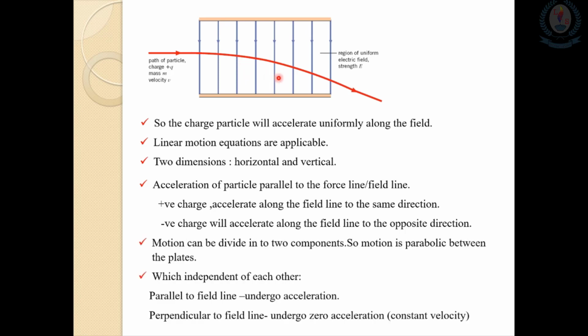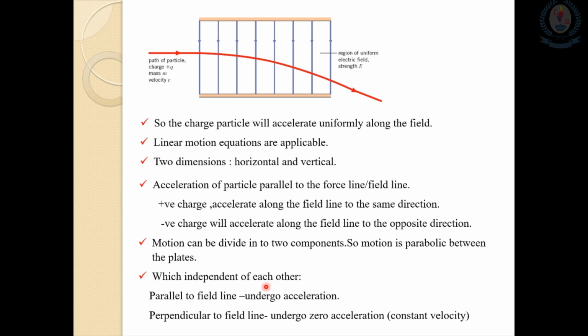Then the motion can be divided into two components, as we have learned in AS. So the motion is parabolic between the plates. Why is it parabolic? Because there is horizontal motion and vertical motion. Horizontally, the acceleration is 0, and acceleration 0 means constant velocity as no resultant force acts, and vertically there will be acceleration, so the velocity increases.